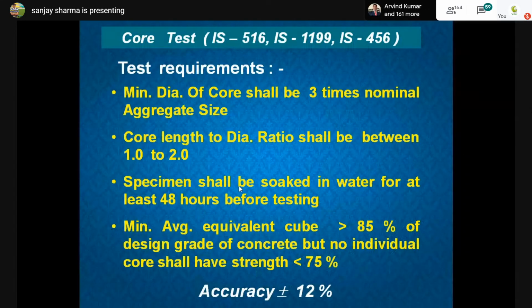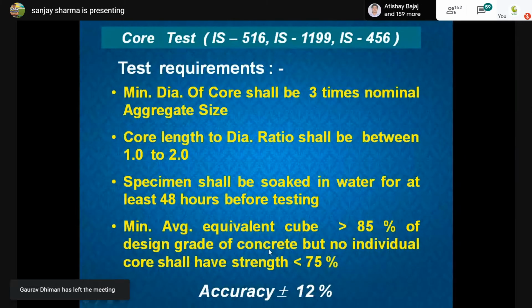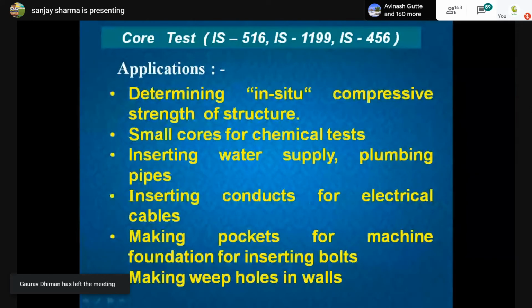The test requires that the minimum core diameter shall be 3 times the nominal aggregate size, and the core length to diameter ratio shall be between 1 and 2. The specimen shall be soaked in water for at least 48 hours. The minimum average core strength should be greater than 85% of the design grade of the concrete, but no individual core shall be less than the limit. That is the same clause which we used for our cubes also. The accuracy is plus or minus 12%. It determines the in-situ strength.